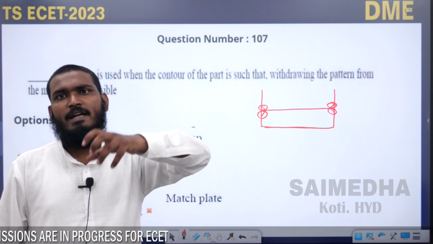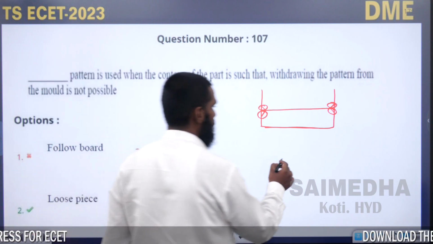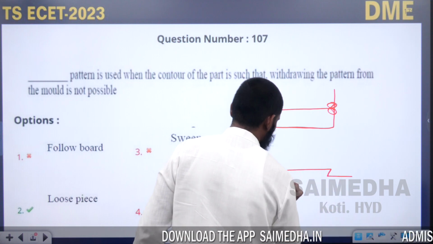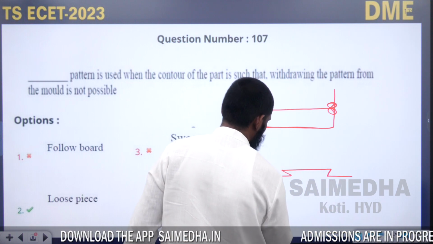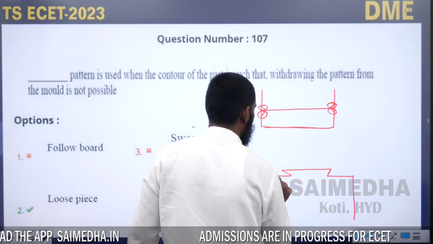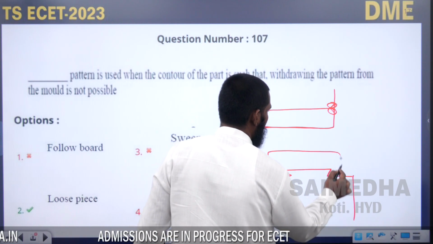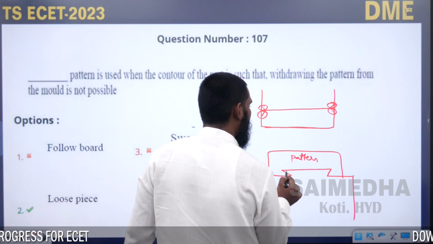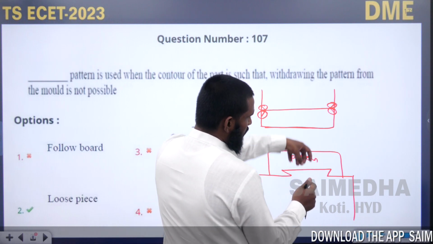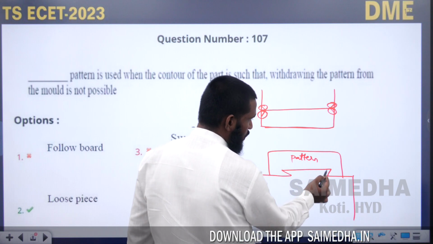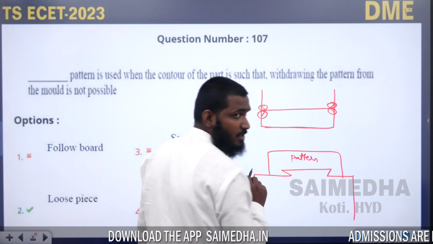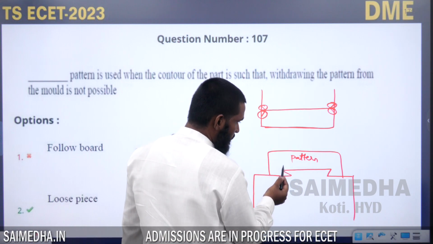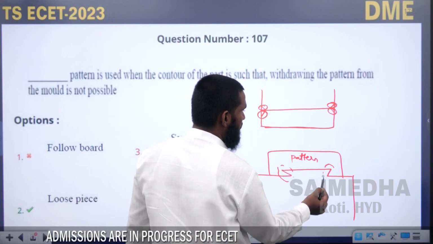Let us take an example. Suppose like this pattern you have taken. This is a pattern you are having, and this is a shape also we are having. If you want to take out this pattern, this part will be destroyed or damaged.